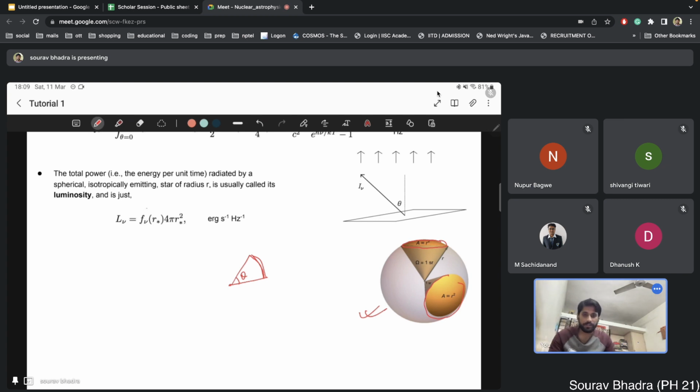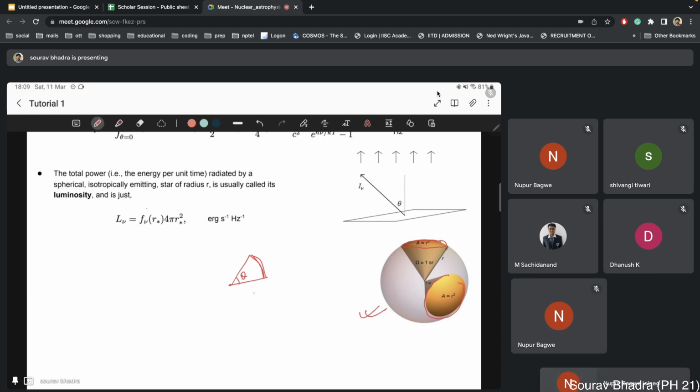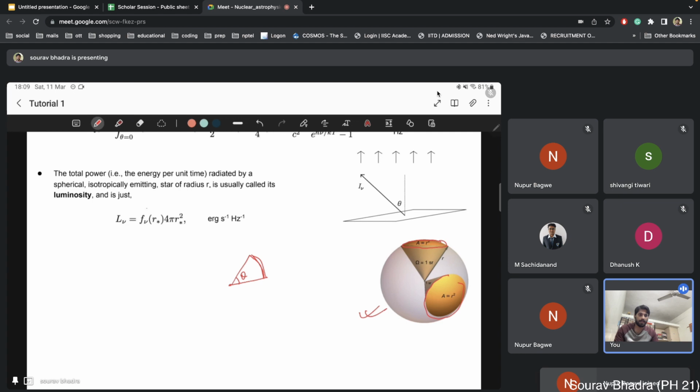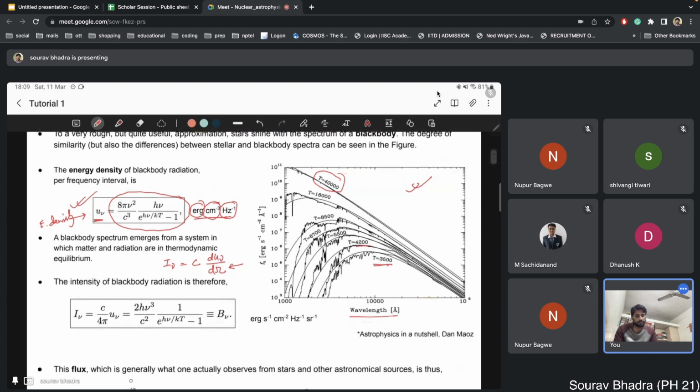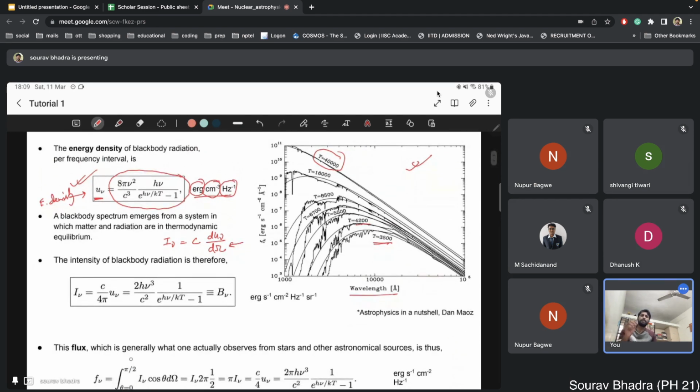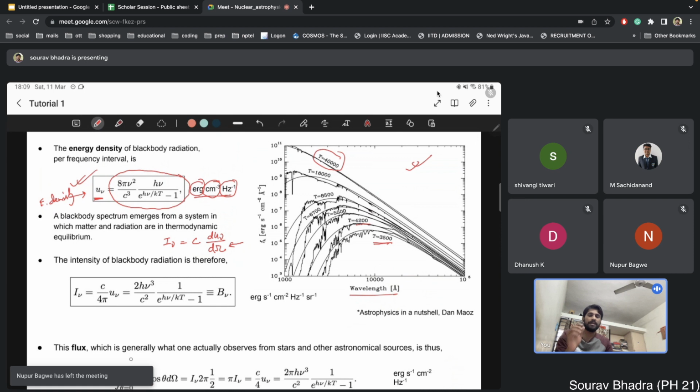Okay, so for the 3D case, the solid angle is utmost important. We cannot consider only the 2D angle, which is theta. That's why the solid angle comes into the picture, which tells you how much energy is going through the surface of a sphere. You just try to get the idea; the theoretical calculation is not that important for this course, but the idea is important.